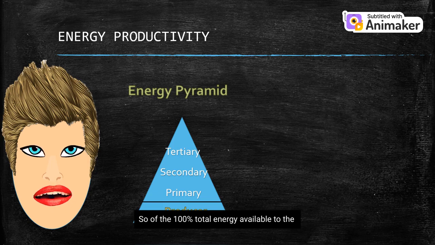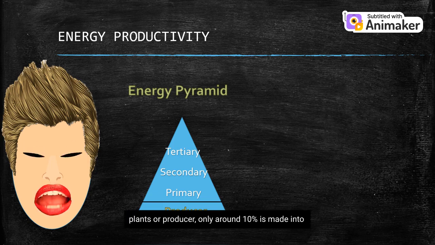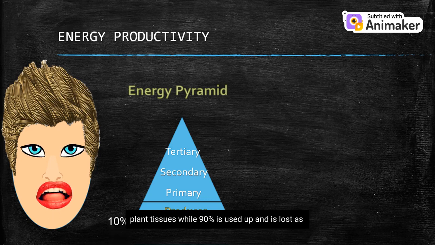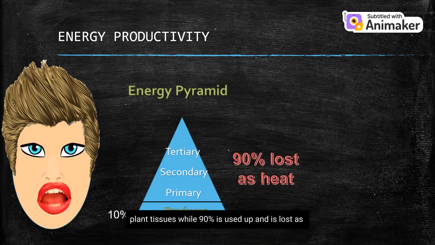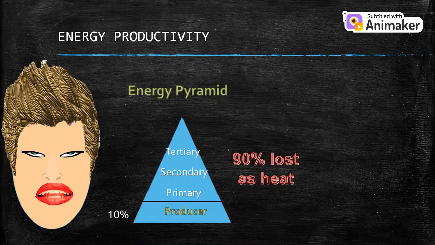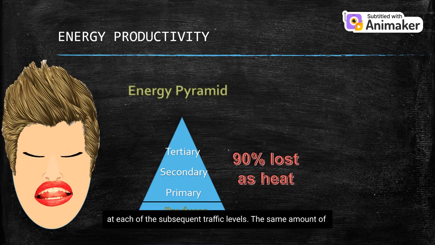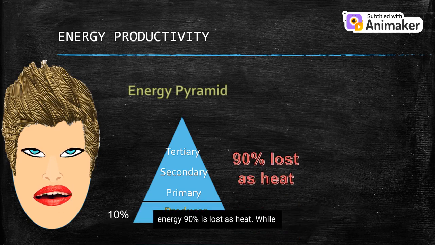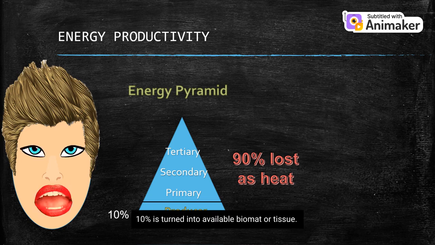So, of the 100% total energy available to the plants or producers, only around 10% is made into plant tissues, while 90% is used up and lost as heat. At each of the subsequent trophic levels, the same amount of energy, 90%, is lost as heat, while 10% is turned into available biomatter or tissue.